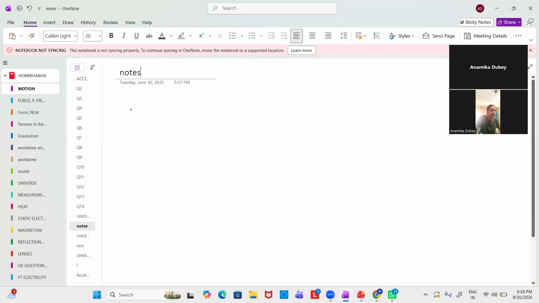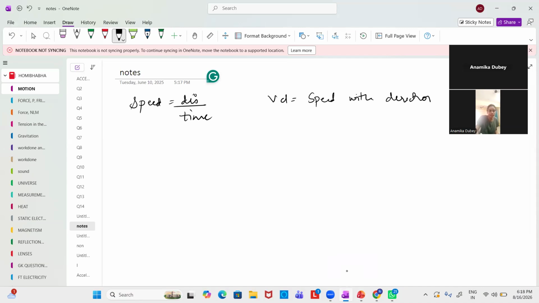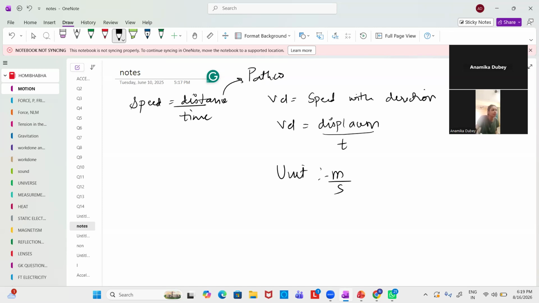We know speed is distance upon time, and velocity means speed with direction. So we can say that velocity is displacement upon time. And what is the unit? The unit is the same, meter per second. We know distance is the total path covered, the path taken to move, and displacement is the shortest distance.